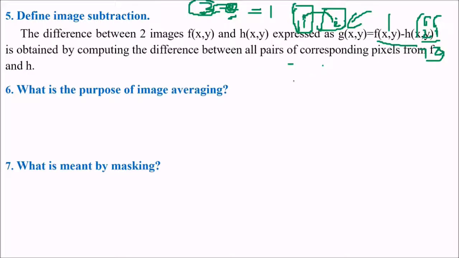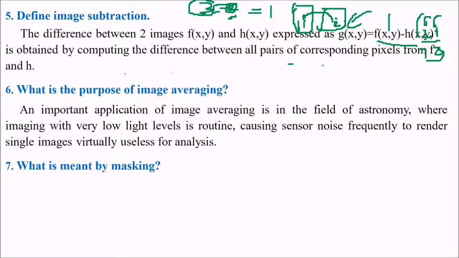There are certain ways. Let me tell you the explanation first, meaning the definition that we'll see. The important application of image averaging is the field of astronomy, where imaging with very low light levels is routine, causing sensor noise frequently to render single images virtually useless for analysis.